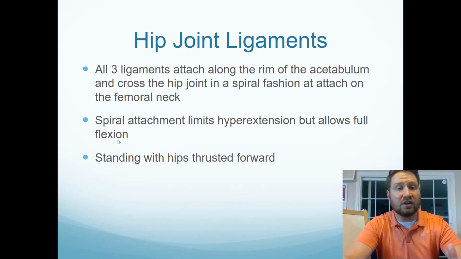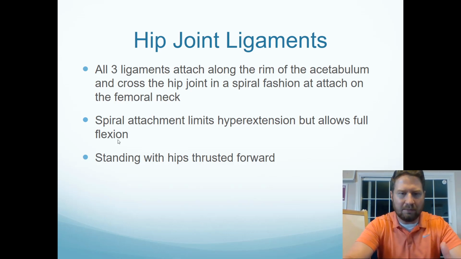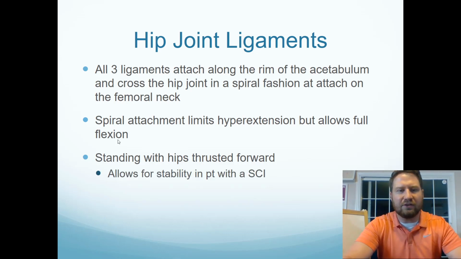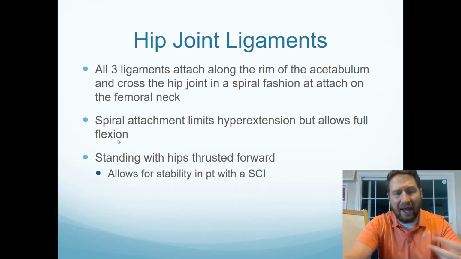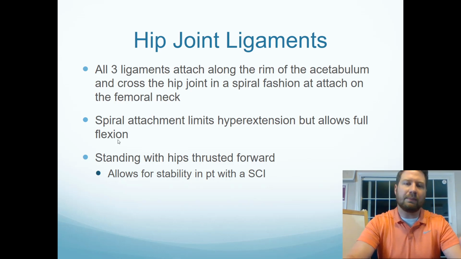This is a good thing to do. Standing with hips thrust forward allows for stability in a patient with a spinal cord injury. If you have a patient who has a lower thoracic or a lumbar spinal cord injury, they will have the ability to stand and ambulate, not community ambulate, but household ambulate, because they can thrust their hips forward and kind of, what we refer to as, hang on their ligaments.